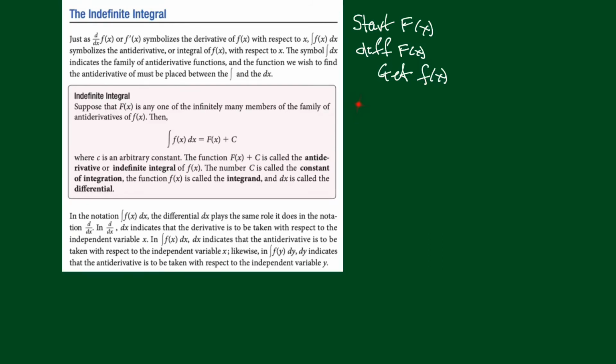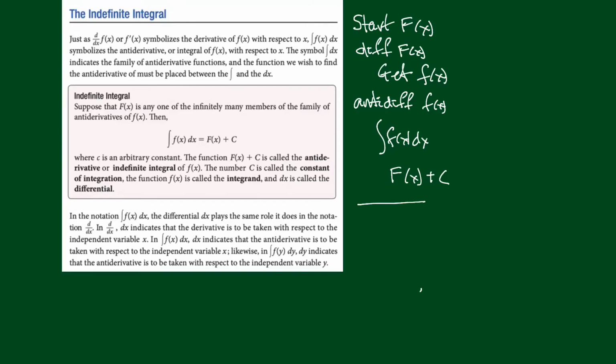Now what I want to do is go back as best I can, so I'm going to anti-differentiate f of x. Here's how I say that. Take the antiderivative, or the integral, of f of x with respect to x. And when I do that, I get this other function, the antiderivative, but I don't get back exactly to the original function. I get back just to the family.